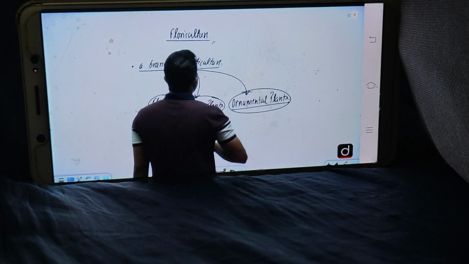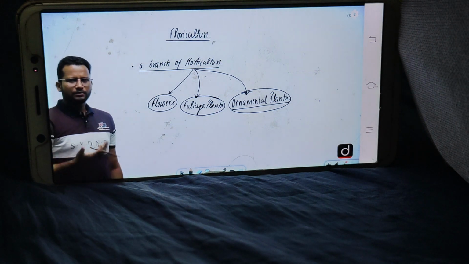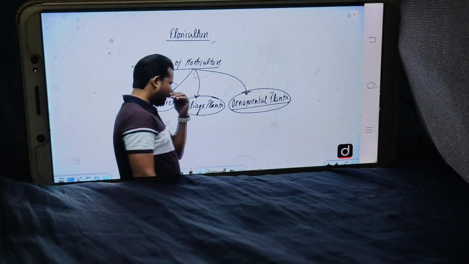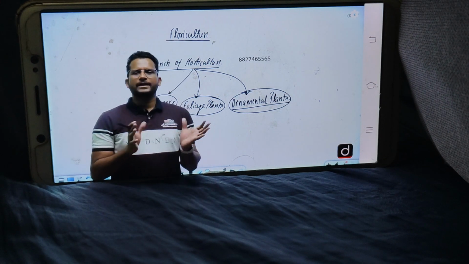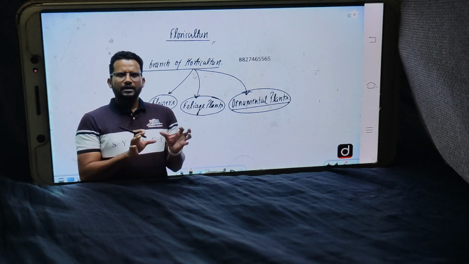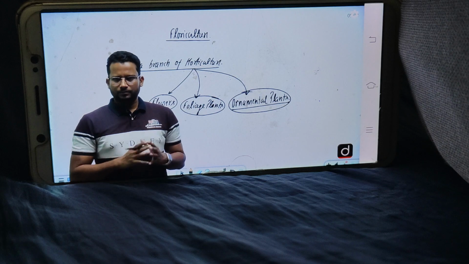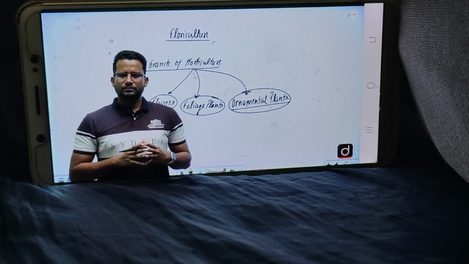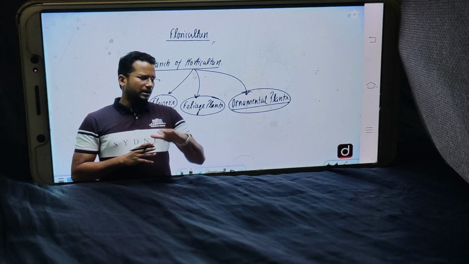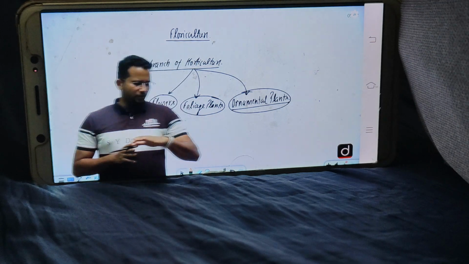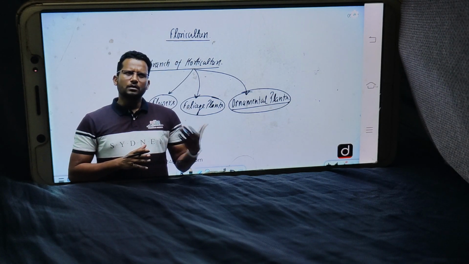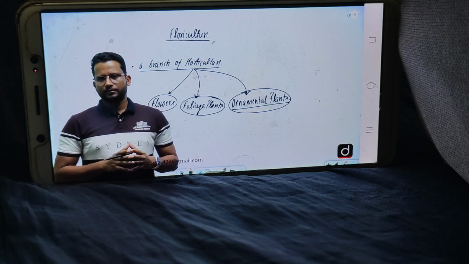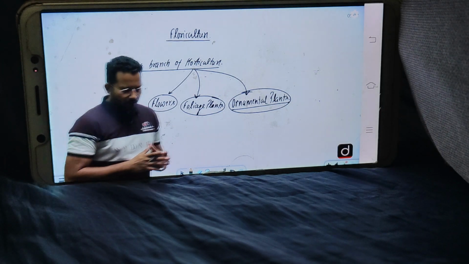So in horticulture there is a branch in which we cultivate those plants which provide some sort of aesthetic value, which make a landscape beautiful, or which provide flowers. That branch of horticulture is known as floriculture. Clear? तो ये तो हो गया मतलब.